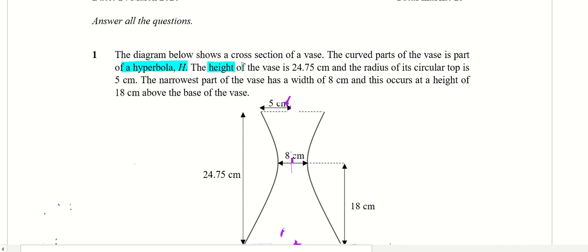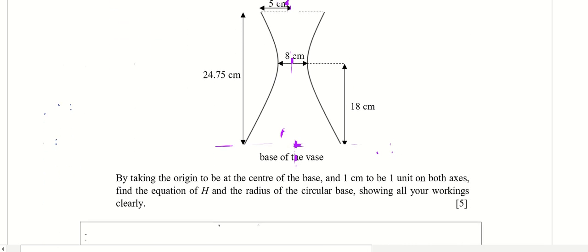The height of the vase, the radius of the circular top, the narrowest part have a width of 8 cm, and this occurs at a height of 18 cm above the base. Okay, continue. By taking the origin to be the center of the base, find the equation of H and the radius of the circular base. So take note there are two parts of the question. Number one, equation of H. Two, radius of the base.